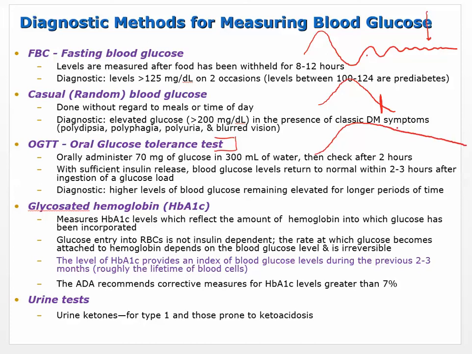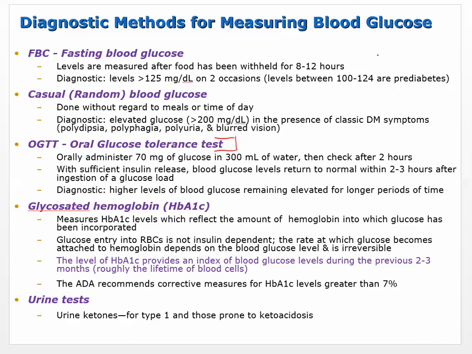So then after 2 hours, you're going to see elevated glucose. If this is normal down here, then after 2 hours it should be normal. If it's not, if it's still elevated, then you know that there's a problem, okay? And then further testing will be done. All right, so that's the oral glucose tolerance test. With sufficient insulin release, blood glucose levels return to normal within 2 to 3 hours. Higher levels mean that there's a problem.